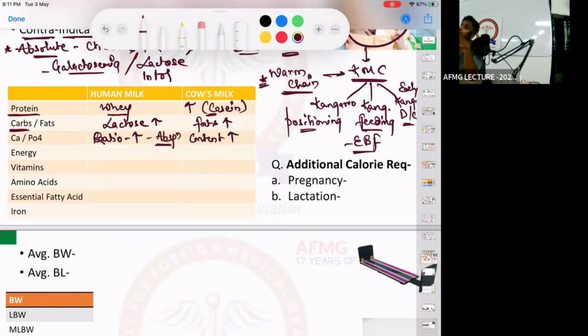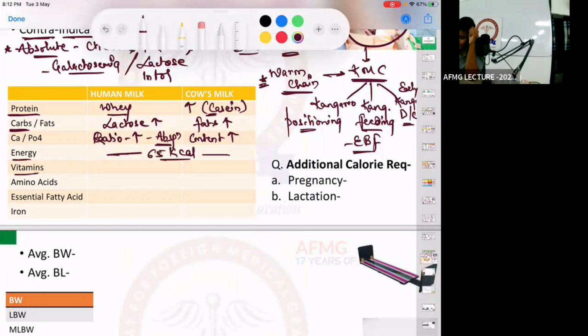Okay, no issues with that. Absorption depends on the ratio, not on the content. Content of calcium and phosphate is high in cow milk, but ratio is high in human milk. Energy given by milk is usually 65 kilocalories per gram of milk.